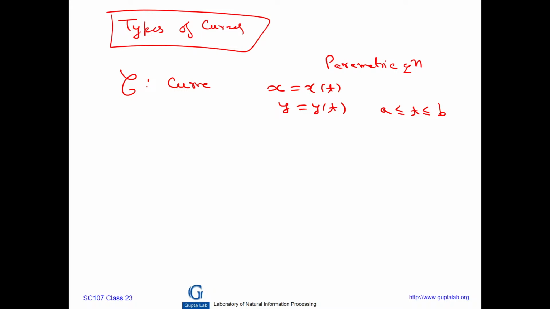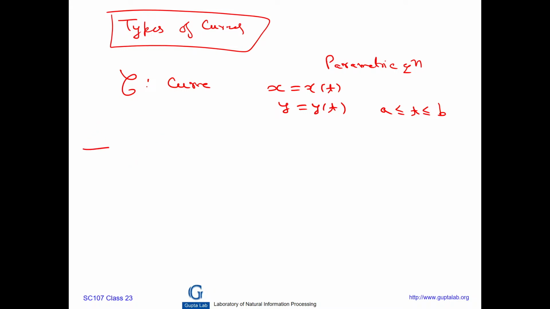By the way, that kind of curve is very useful when you use your credit card or debit card. Actually, that curve is used. Okay, so now you know that's something very important.